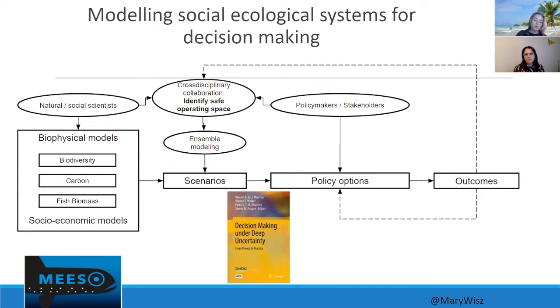And so the final goal of our governance work packages is to identify robust policy options that consider the uncertainties in the socio-ecological system and also in the decision-making process. And they'll be based on available data and the knowledge that we have in the system.